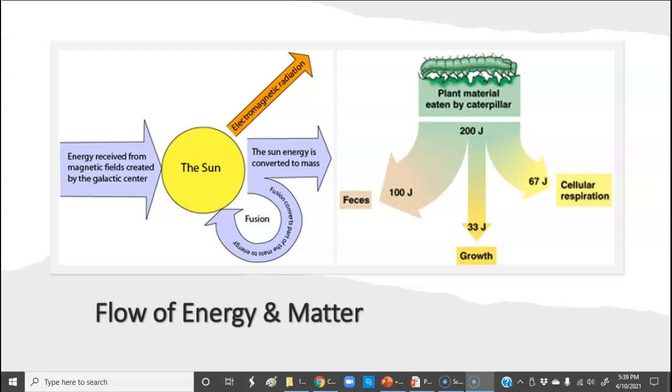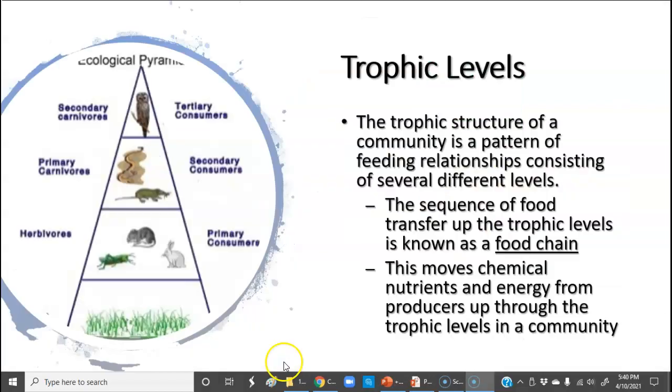Today's topic is the flow of energy and matter. And so, of course, you know that all living things require energy and they require various kinds of chemicals. The interaction of these with the members of the communities in the ecosystem is really important to ecosystem stability.